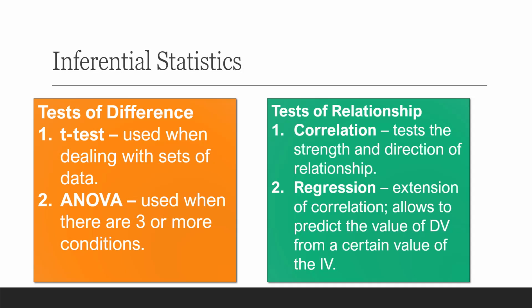Correlation allows you to see the relationship of two variables. If one variable increases, will the other variable increase as well? And if you have mastered correlation, you will be ready to proceed to regression. It's an extension of correlation. It allows you to predict the value of the DV from a certain value of the IV. So in this course, you will see a lot of studies utilizing treatments from these four tools that I showed in this slide. So you need to be familiar with how to draw conclusions from t-test, from ANOVA, etc.